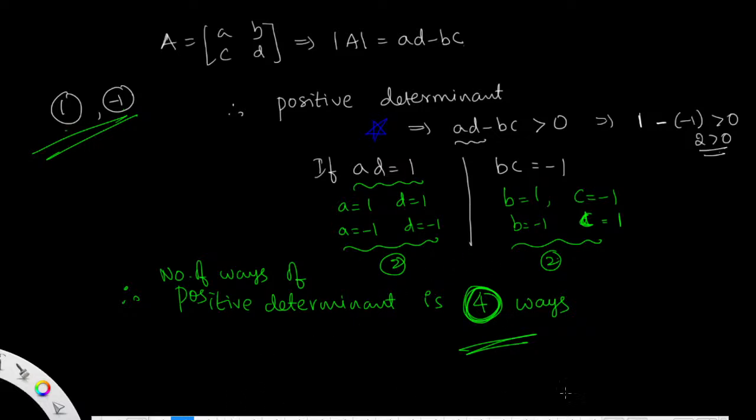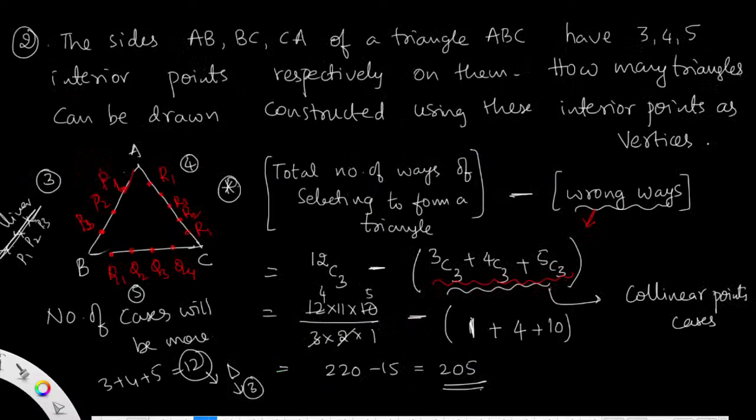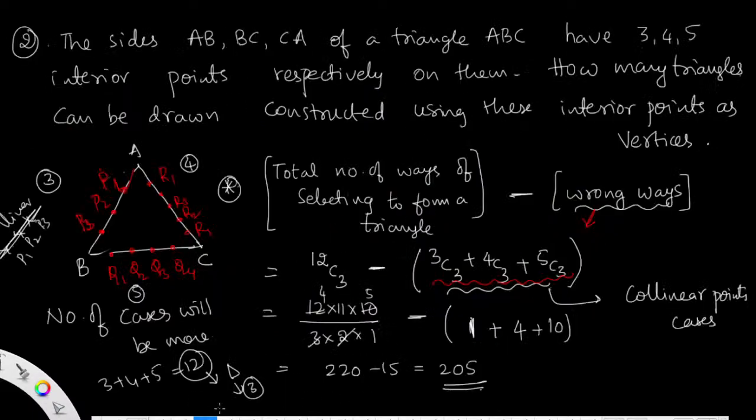Similarly, the third question is given about negative determinants. In the same way, we can practice this. AD minus BC must be negative for the third question, the negative determinant.